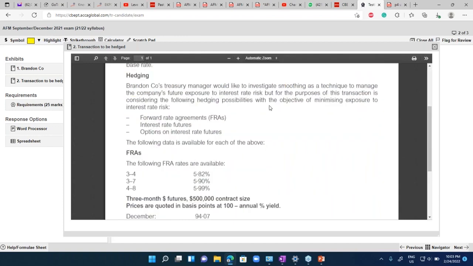Brendan, treasury manager, would like to investigate smoothing as a technique to manage the company's future exposure to interest rate risk. But for the purpose of this transaction, he is considering the following hedging possibilities with the objective of minimizing exposure to the interest rate risk: forward agreement, interest rate future, option. Firstly, we will solve the future, then we will solve the remaining two.